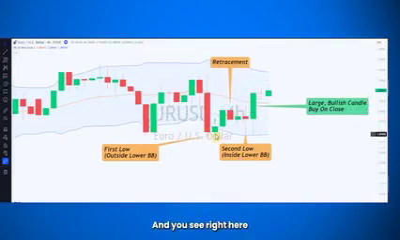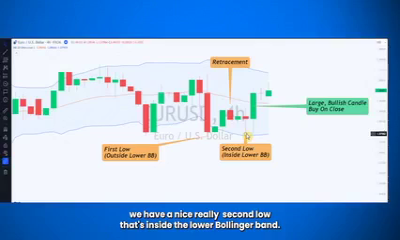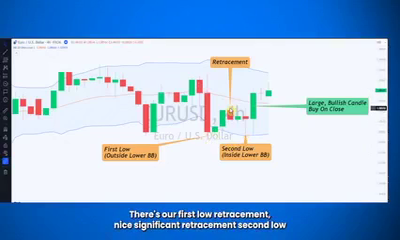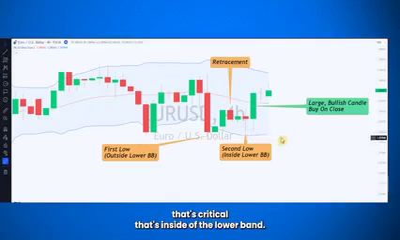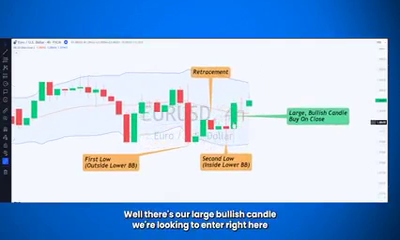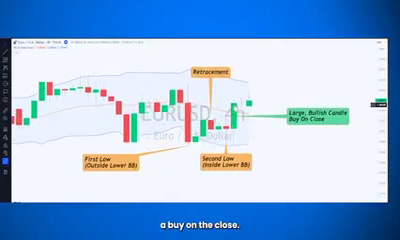And you can see right here, we have a nice second low that's inside the lower Bollinger Band. There's our first low, retracement, nice significant retracement. Second low, that's critical. That's inside of the lower band. And then where's our entry? Well, there's our large bullish candle. We're looking to enter right here, a buy on the close.